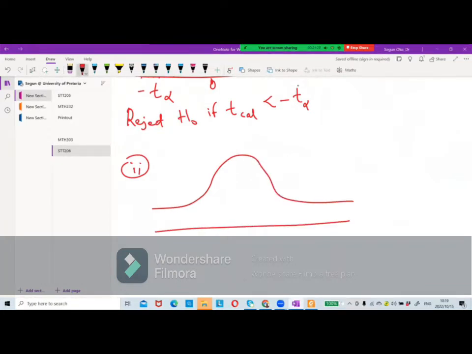I'm just using the diagram to explain. Alpha means level of significance.